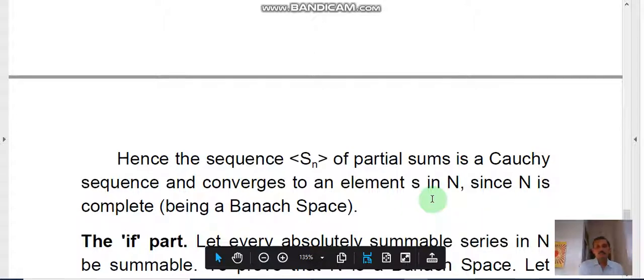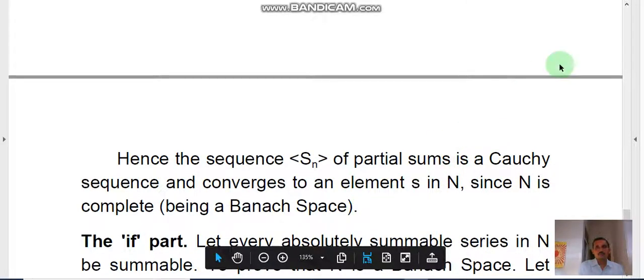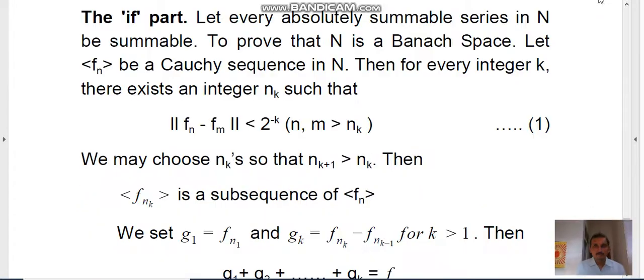Because here, we have proved that an absolutely summable series is summable, or its sum exists. So next we consider its converse part. In the converse part, we let every absolutely summable series in N be summable, and we have to prove that N is a Banach space.